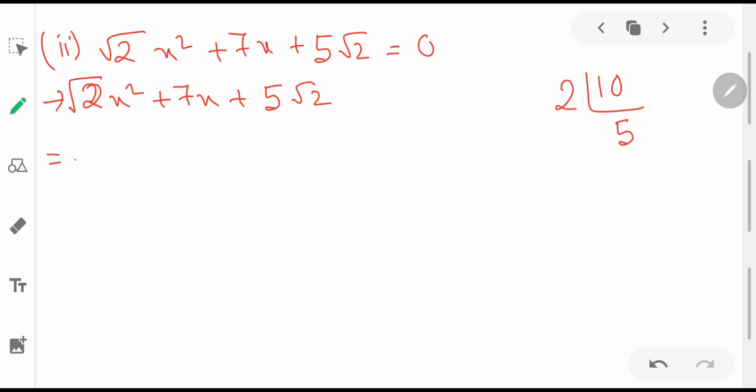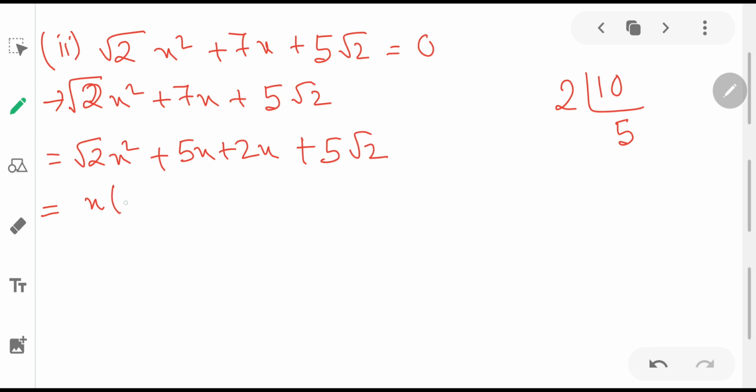So, what can we do here? Root 2x square plus, since plus is there, no bracket is required now, we can write here as 5x plus 2x. You can either write as 2x plus 5x or 5x plus 2x, it does not matter because addition is commutative, plus 5 root 2. So, from here what can be taken common? X can be taken common. So, if I take x common here, what will I get here? Root 2 x plus 5.